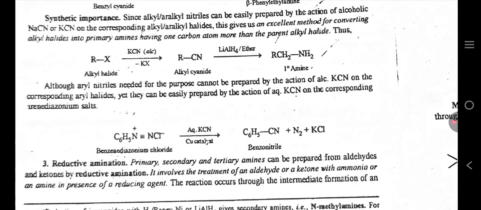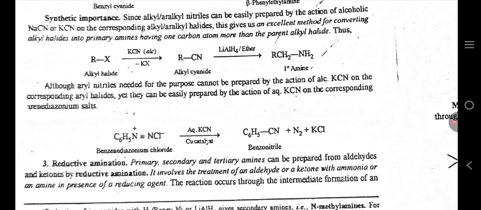Synthetic importance. Since alkyl and aralkyl nitriles can be easily prepared by the action of alcoholic NaCN or KCN on the corresponding alkyl or aralkyl halides, this gives us an excellent method for converting alkyl halides into primary amines having one carbon atom more than the parent alkyl halide. Although aryl nitriles cannot be prepared by the action of KCN on the corresponding aryl halides, they can be easily prepared by the action of aqueous KCN on the corresponding arene diazonium salts.